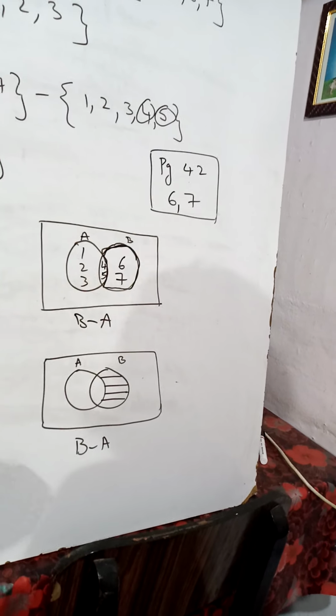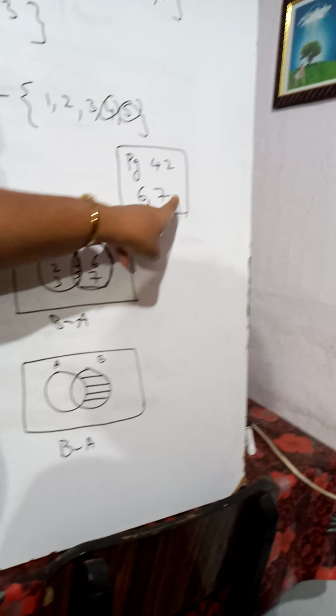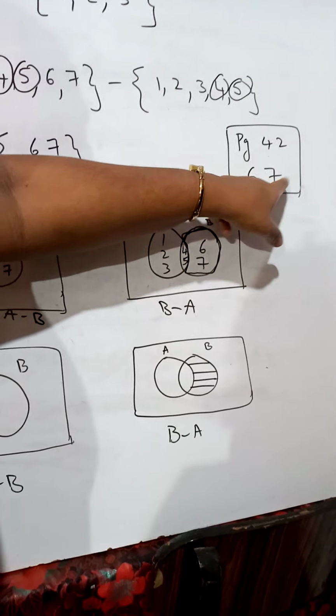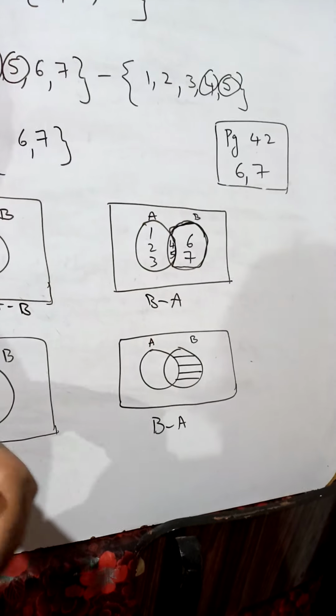So your homework is in your textbook page number 42. You have 6th and 7th questions. One is about difference of the sets and the other is about disjoint sets. So these two problems you do as homework.